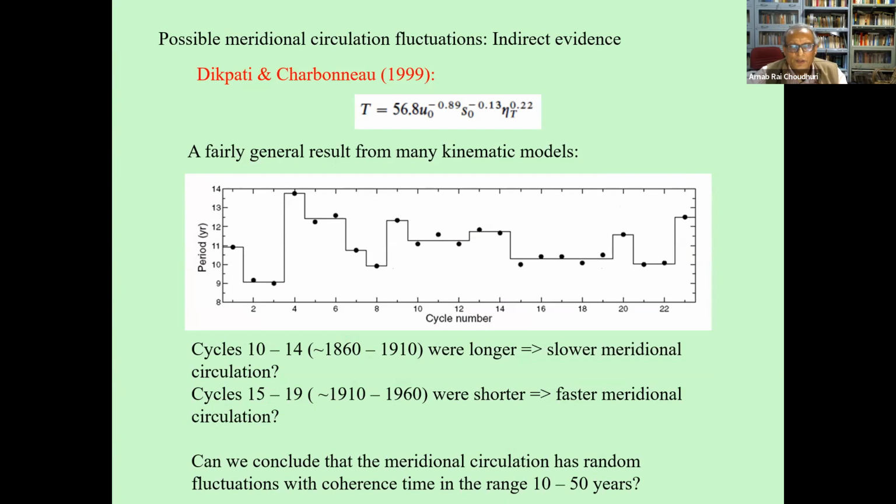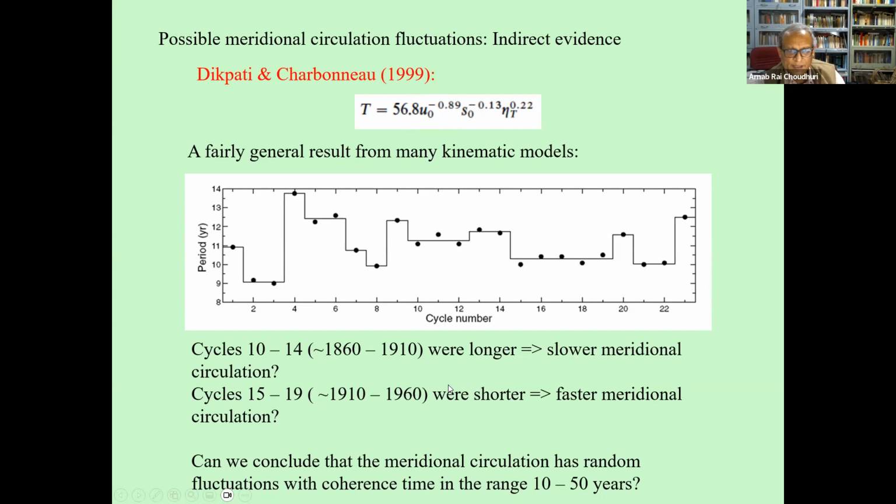So the period is very approximately found to be inversely proportional to the amplitude of the meridional circulation, as you see in this particular model, and other models also give similar results. And now we have some data about the durations of various solar cycles starting from the 18th century. So here is a plot of durations of various solar cycles.